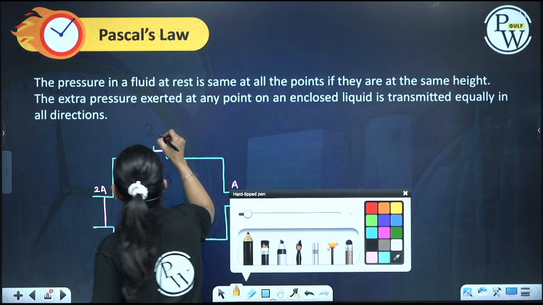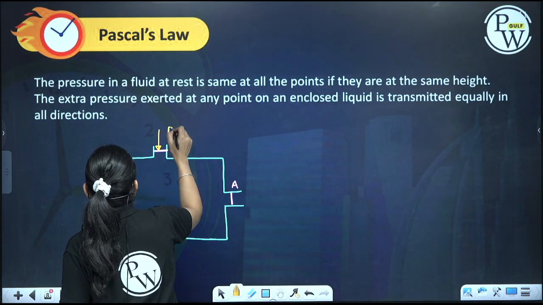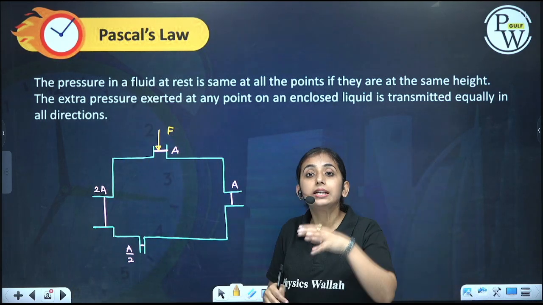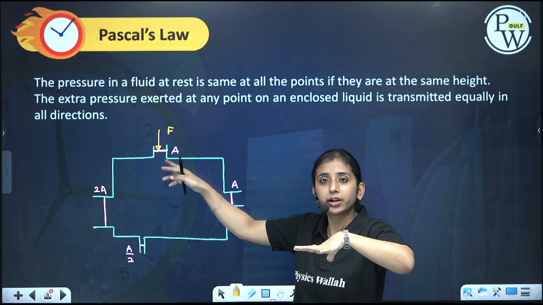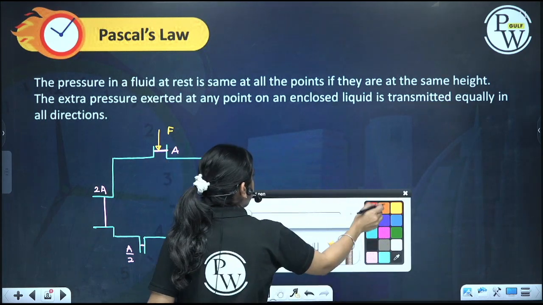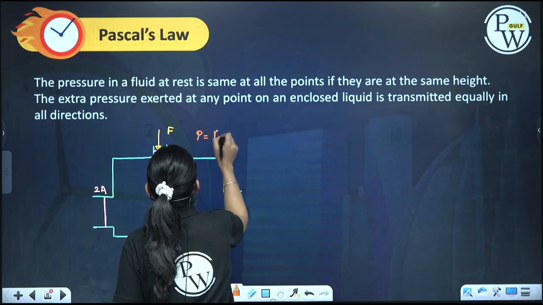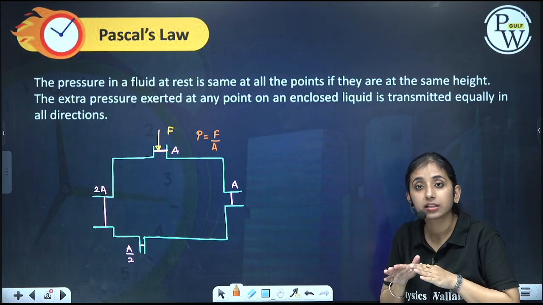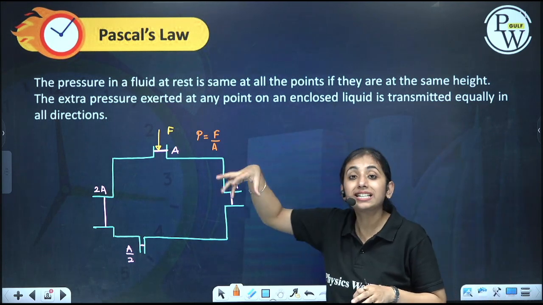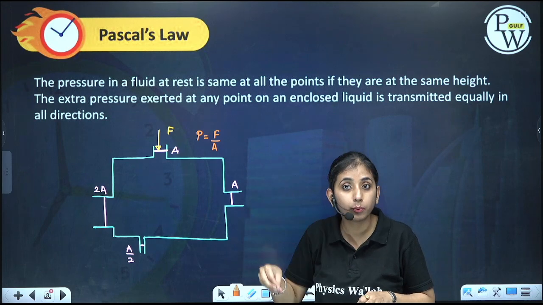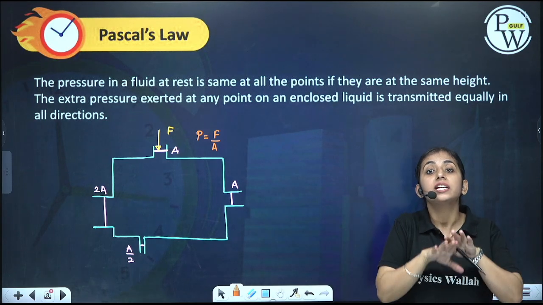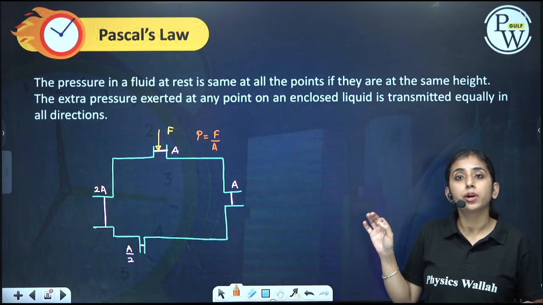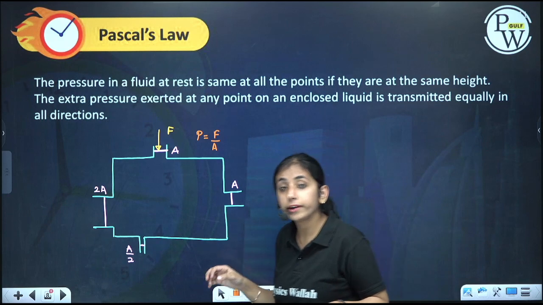Now if I exert an extra force, that is extra pressure, on piston 1, what will be the pressure exerted over here? The extra pressure exerted on the piston will be F by A. Now Pascal's law says that if we exert extra pressure at any one point of the fluid, this pressure is equally transmitted to all the points of the fluid.